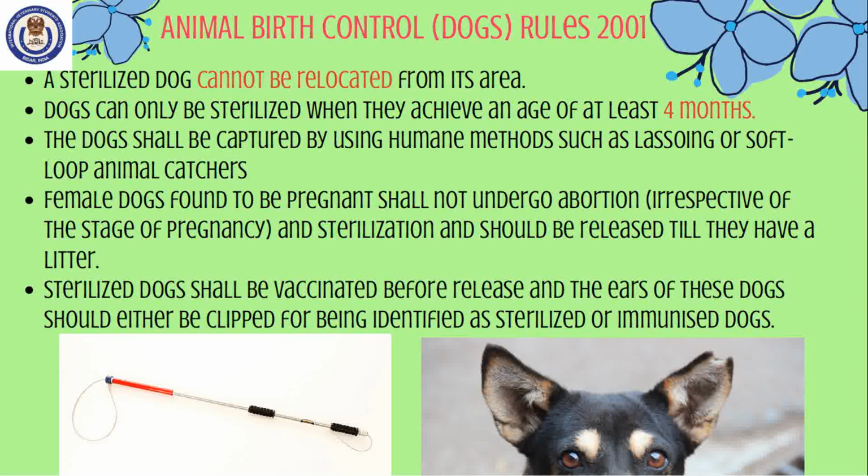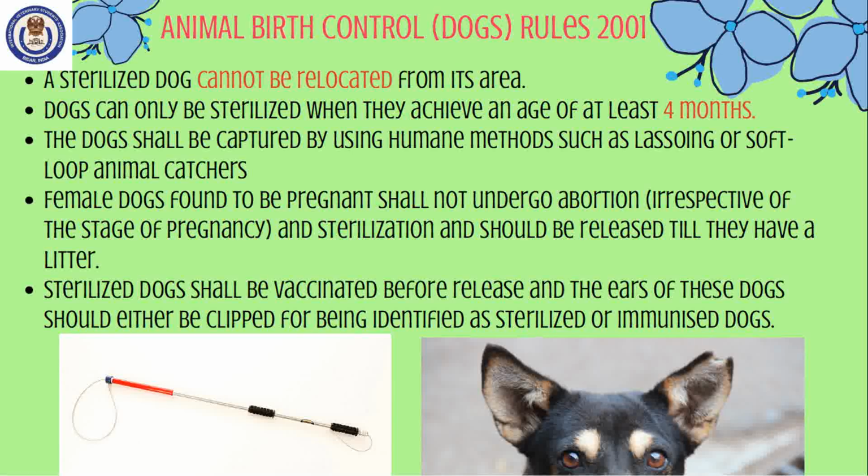These dogs are relocated and left in some other territory, which causes a lot of problems for the dogs and the humans there. So that shouldn't be happening. And the dogs can only be sterilized when they reach at least an age of 4 months, not before that. And they should be captured using humane methods such as lassoing or the soft loop animal catcher.